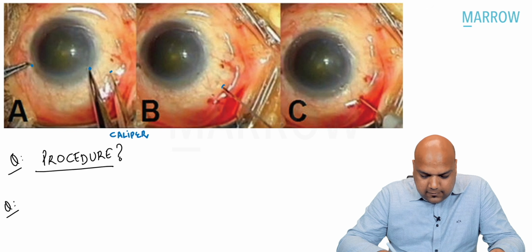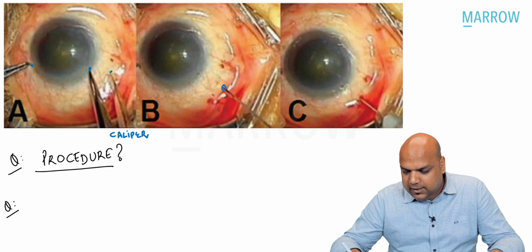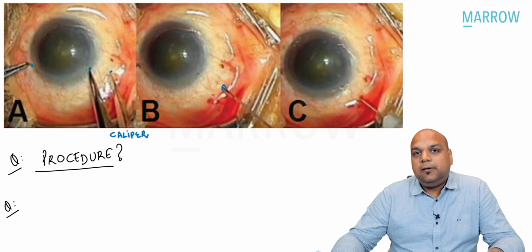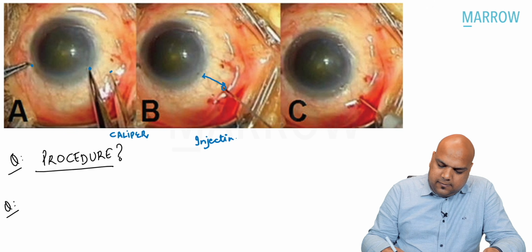Now, at the point which had been made on the sclera, we have a needle going through there. Then we have a needle and a hub visible completely going in. That means I am injecting posterior to limbus. Can I say? Injecting posterior to limbus.